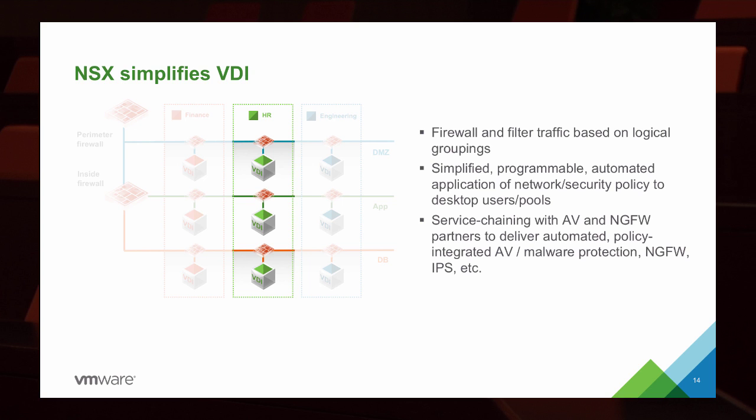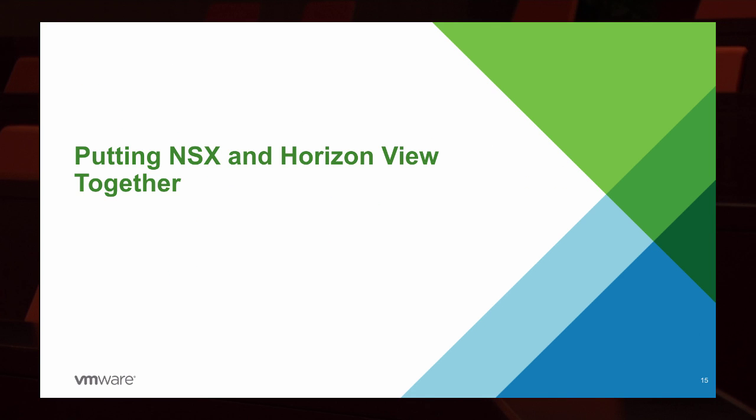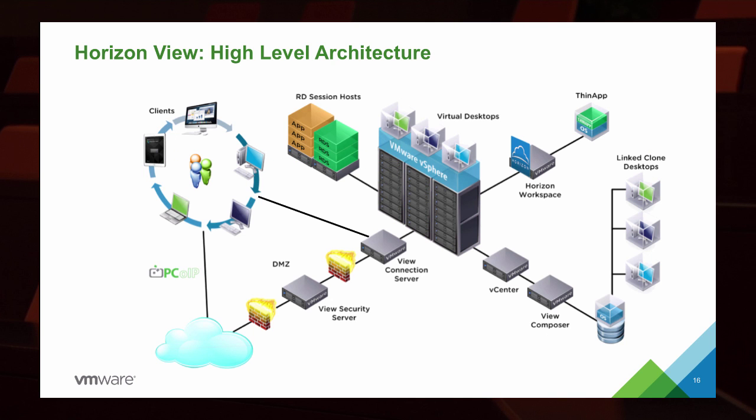So how do we put together NSX and Horizon View? If we were to start at looking at a high-level architecture of Horizon View, we have our connection servers, our security servers, as well as View Composer and maybe our RDS hosts. But really we're just going to focus on the desktop portion, so the security, connection, and the Composer servers.